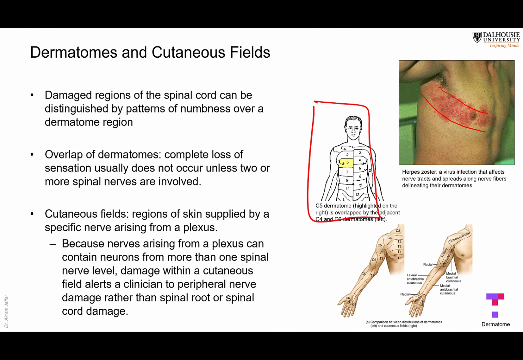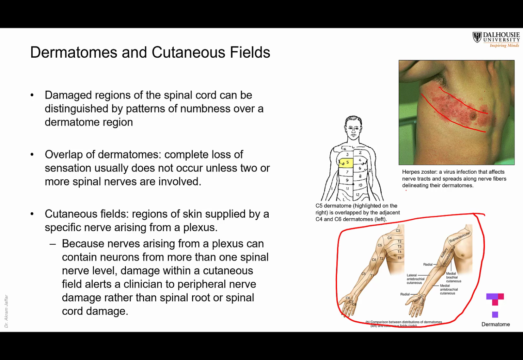So if T5 is affected, then the neighboring dermatomes will compensate because they overlap the area. So if only one spinal nerve is injured, then there will be no loss of skin sensation, because the neighboring dermatomes can compensate for that. The other concept that is also important to consider, but you don't need again to memorize the map, although this is required to be memorized by a neurologist, let's say.